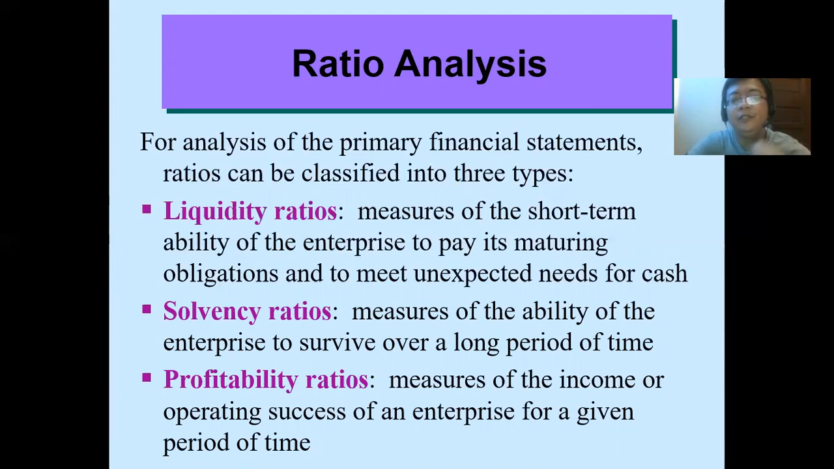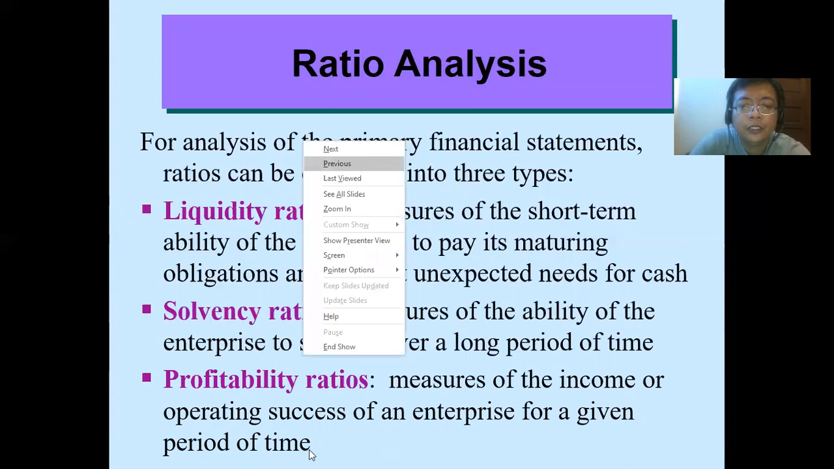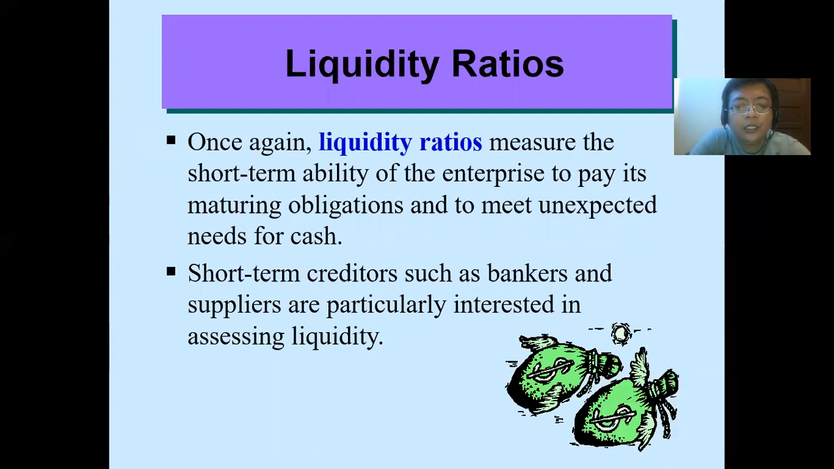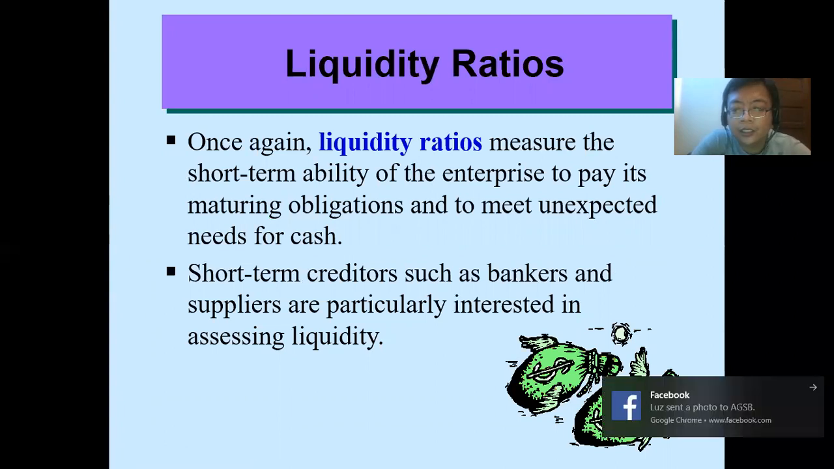Profitability, from the word itself, is known as income. Operating success for the income. Okay? Next. What do you mean by liquidity again? It measures the short-term ability of the enterprise to pay for its current liabilities.